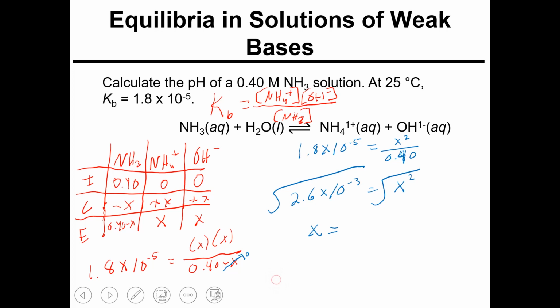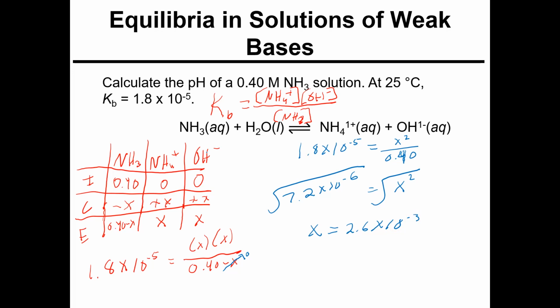oops, let's back up a step here. So this does not come out to 2.6 times 10 to the negative 3. It actually comes out to 7.2 times 10 to the negative 6. So if you take 1.8 times 10 to the negative fifth times 0.40, you get 7.2 times 10 to the negative 6. And then if you take the square root of that, we get 2.6 times 10 to the negative third.